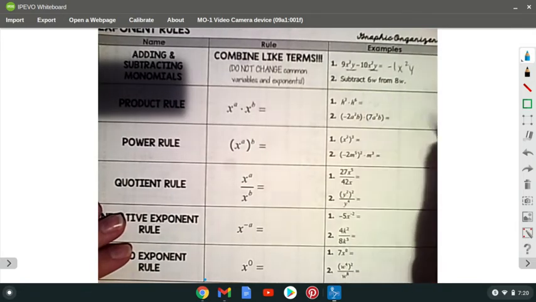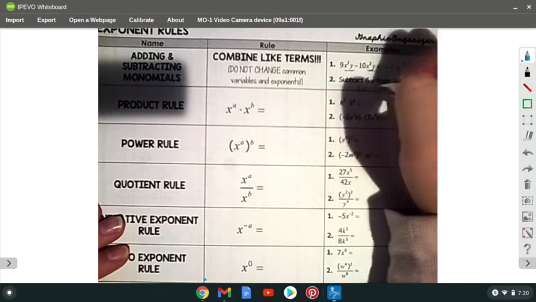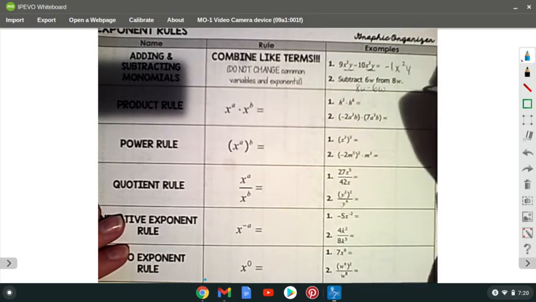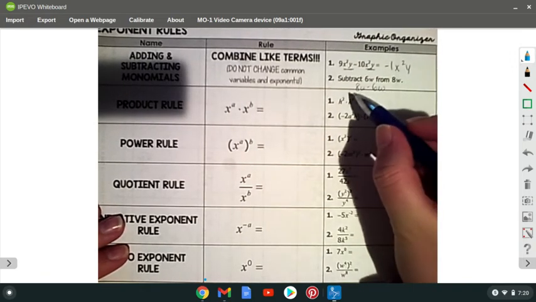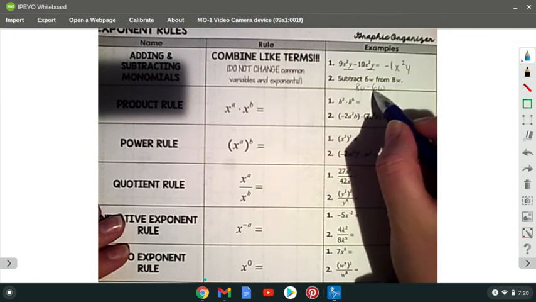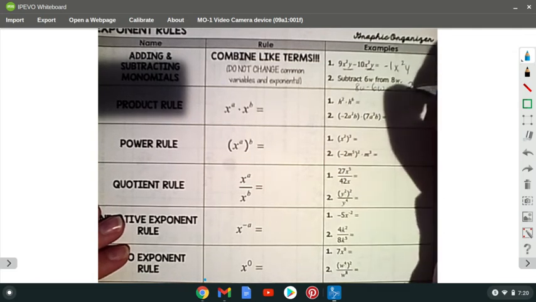Subtract 6w from 8w. That's really 8w minus 6w. Once again, keep that variable the same. Just subtract those coefficients. So 8 minus 6 is 2w.